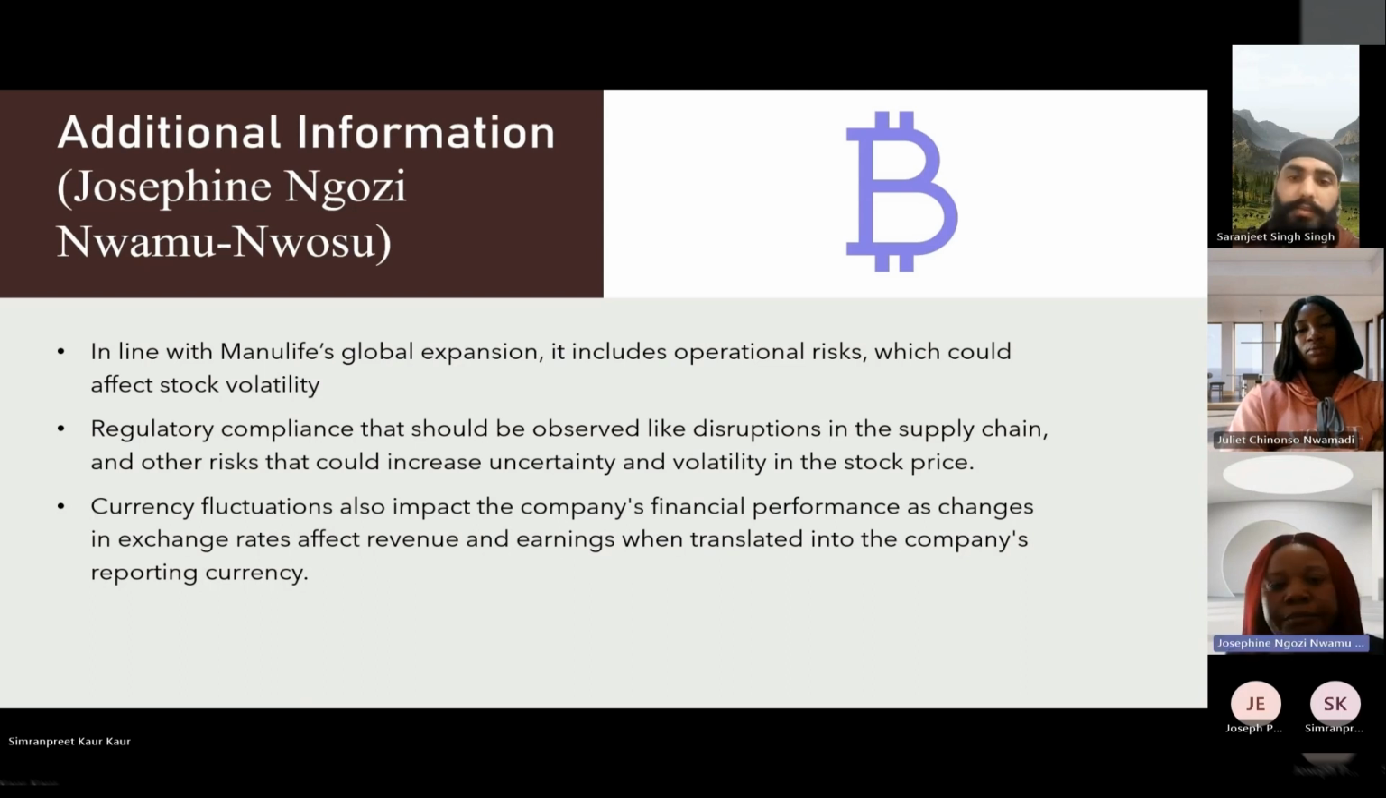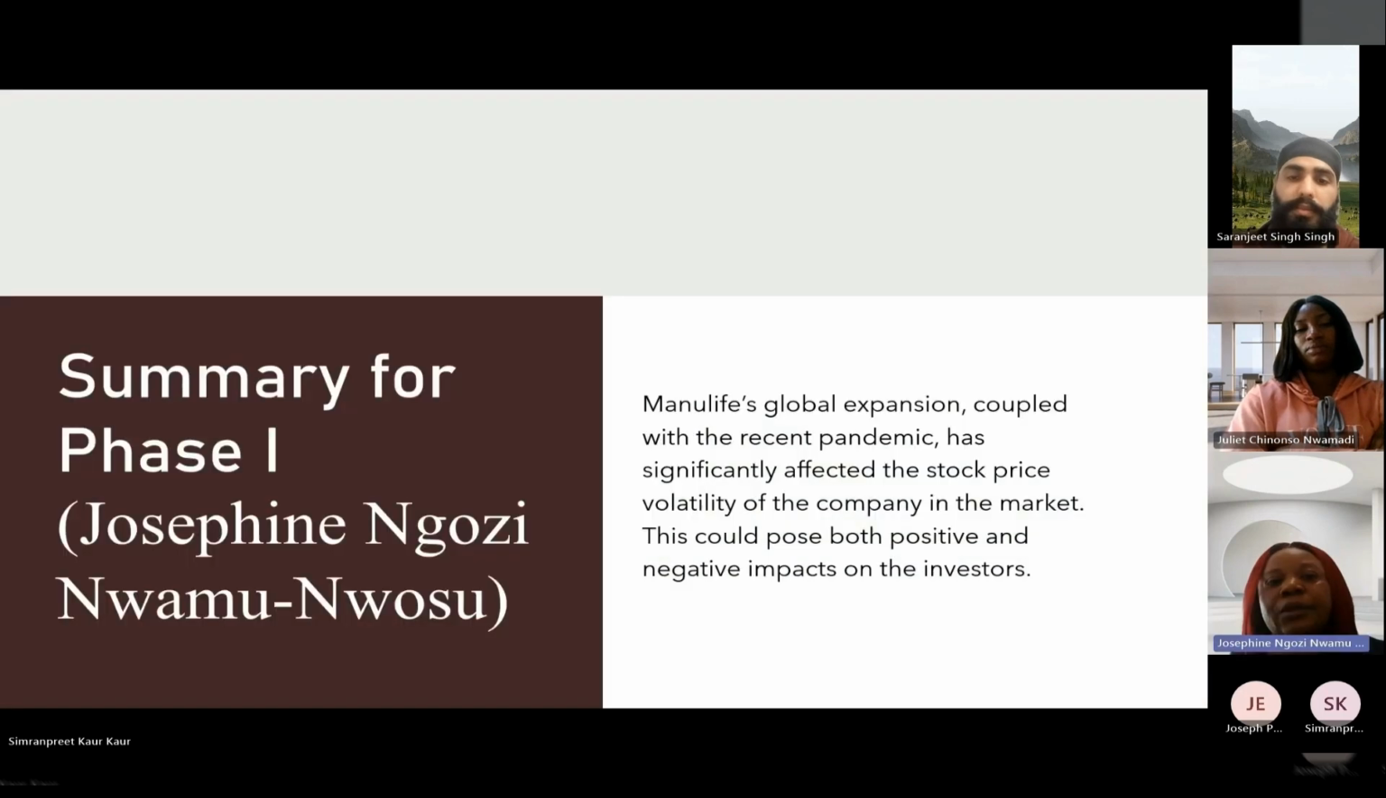In conclusion, we could say that Manulife's expansion, together with the recent pandemic, has significantly affected the stock price in the market, which could impact positively or negatively on their investors.